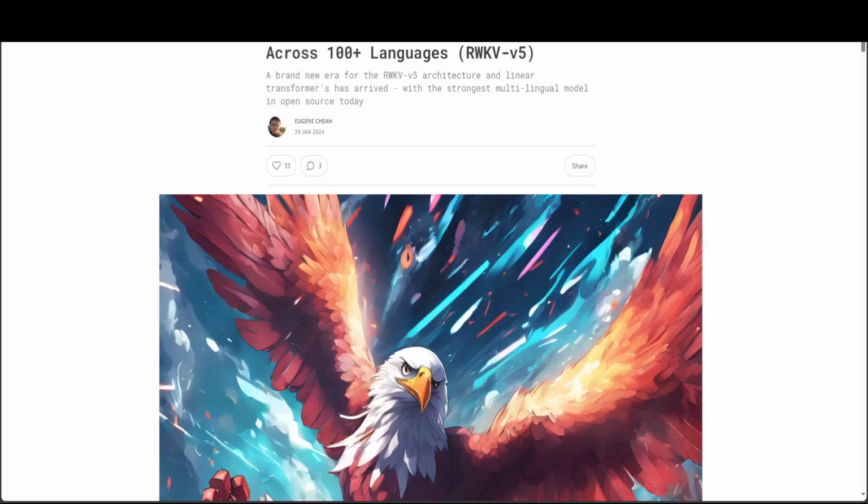Then we have K, or key. The key parameter is used in the attention mechanism of the model, and the value parameter, or V, is also part of the attention mechanism, and it represents the actual content that is being paid attention to.